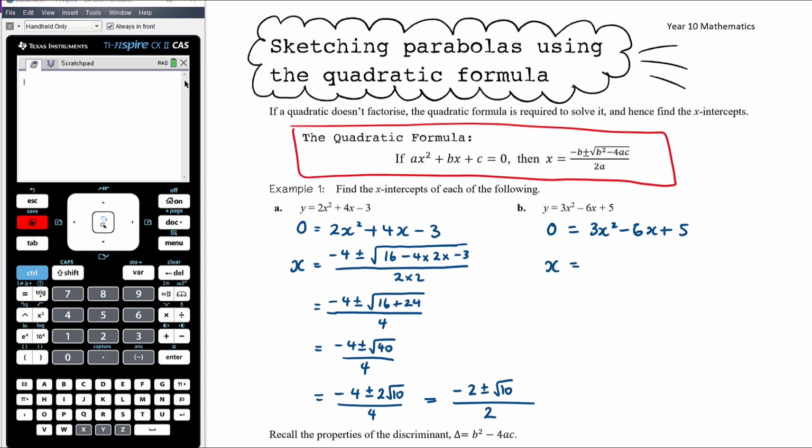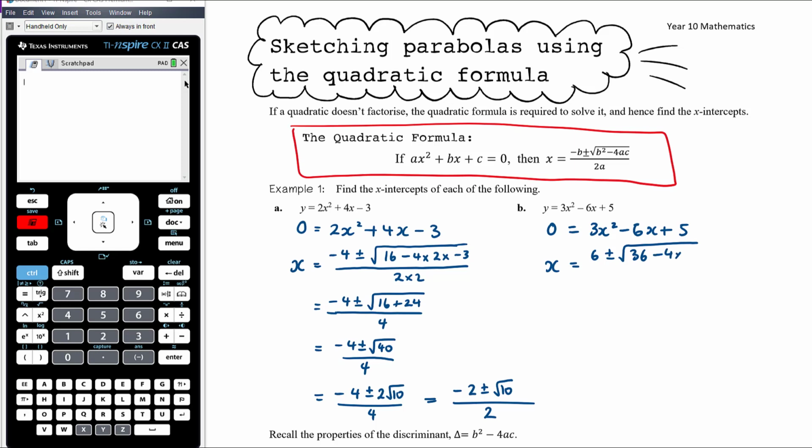x equals negative b, which in this case will be positive 6, plus or minus the square root of negative 6 all squared. If you're going to write that out, please make sure you write negative 6 all squared, not negative 6 squared. They don't mean the same thing. I wouldn't write it, I'd just do it. Negative 6 all squared is 36.